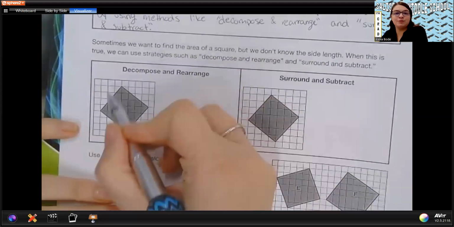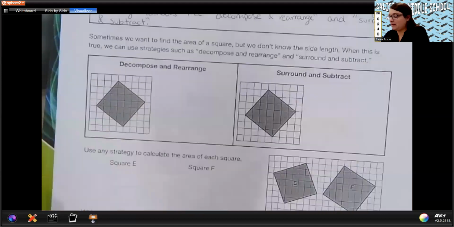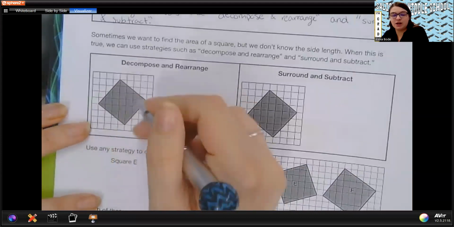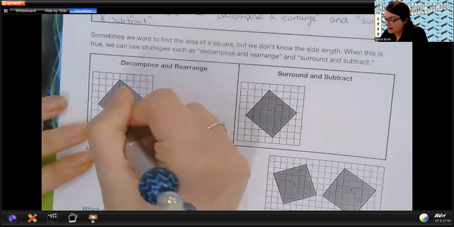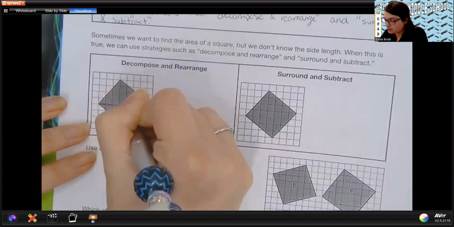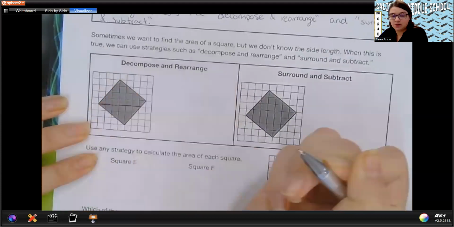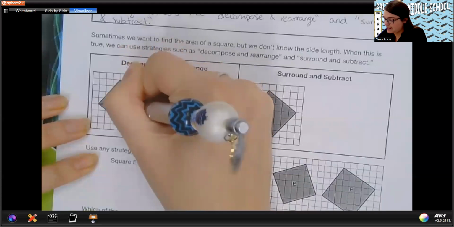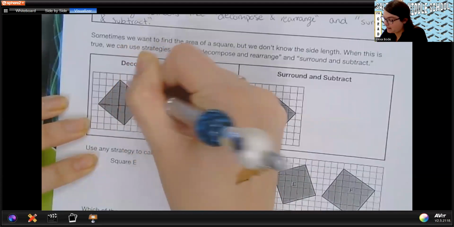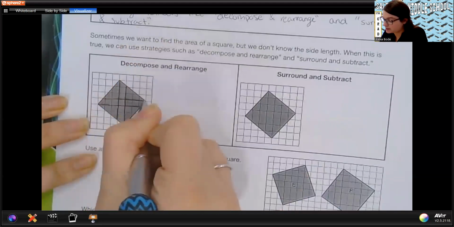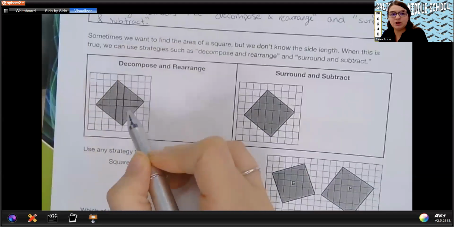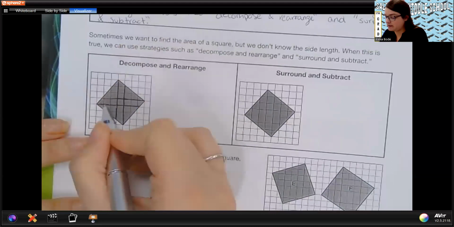So the first one I'm going to show you is decompose and rearrange. What this means is we're going to break this into pieces, rearrange it, and solve for the area. So I would break this into pieces by going from corner and across, corner and down, bottom corner and up, and the other corner and across. So I basically made 4 lines cutting it into pieces.